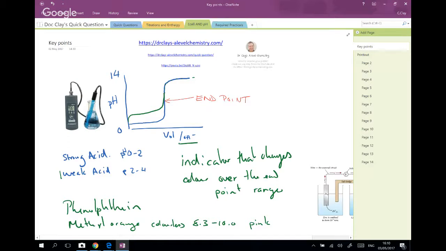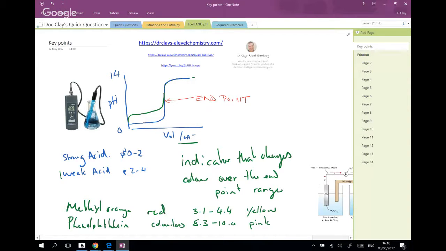Methyl orange, oh, sorry, I'll put those in the wrong bit there. That's our phenolphthalein. While our methyl orange, apologies for that, is going to be 3.1 to 4.4, and this is yellow in acidic, or at least pH above 4.4, and it's red below 3.1.